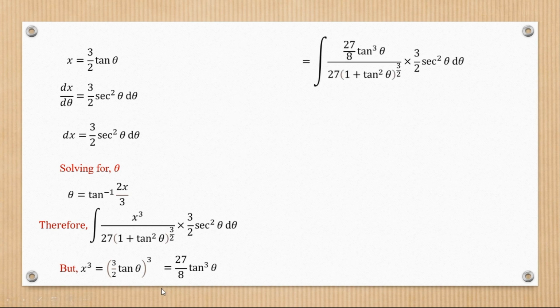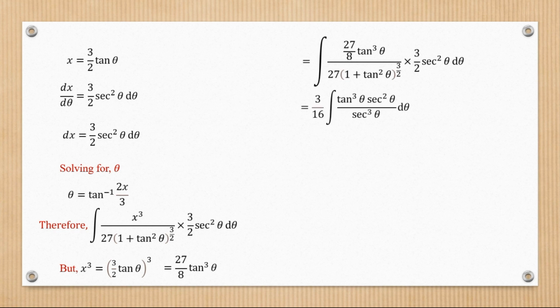Alright, so when I plug in this value of x cubed, I'll have 27 over 8 tan cubed theta at the numerator. So now next, the easiest way to solve this is, because there are very many constants, I can clearly see that what I'll have is 3 over 2 times 27 over 8, I'll get the answer as 81 over 16. Then get that answer, divide by this 27, and then what I'll end up with is 3 over 16.